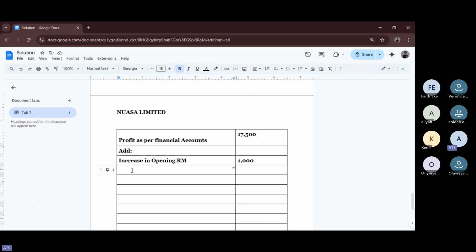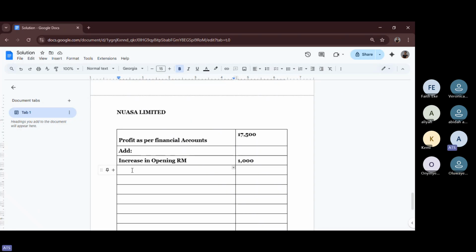Now, work in progress. Do we have an increase or decrease in opening inventory? Decrease. Ma, please, I'm lost on the 1,000 naira. I don't know how.